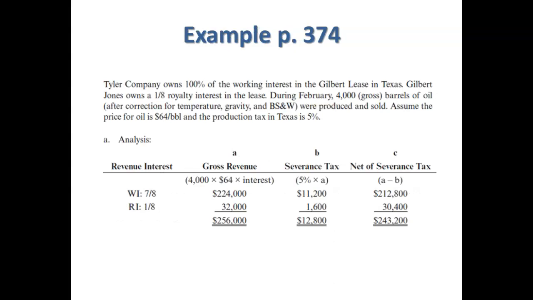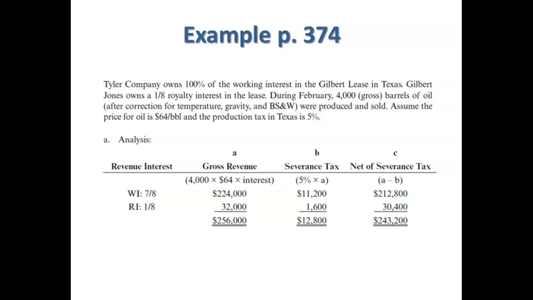So first, on this example, we're going to determine each interest share of revenue and the tax. So Tyler Company owns 100% of the working interest in the Gilbert lease in Texas. Gilbert Jones owns a 1/8 royalty interest in the lease. During February, 4,000 gross barrels of oil, after correction for temperature, gravity, and the sediment, were produced and sold. Assume the price for oil is $64 a barrel and the production tax in Texas is 5%.